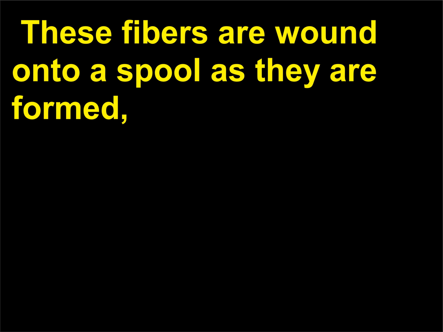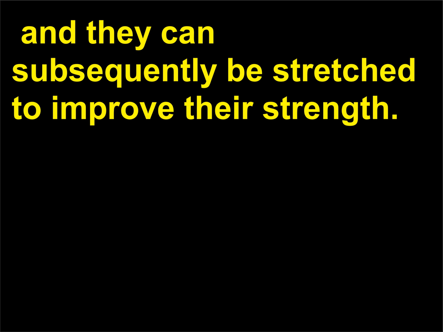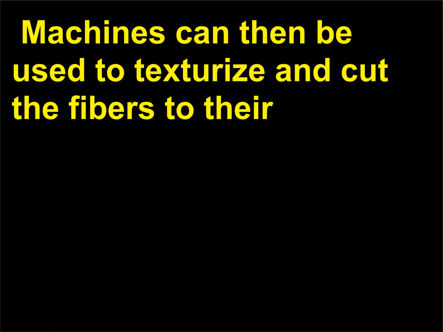These fibers are wound onto a spool as they are formed, and they can subsequently be stretched to improve their strength. Machines can then be used to texturize and cut the fibers to their desired length and be used to make fleece cloth for clothing, blankets, etc.